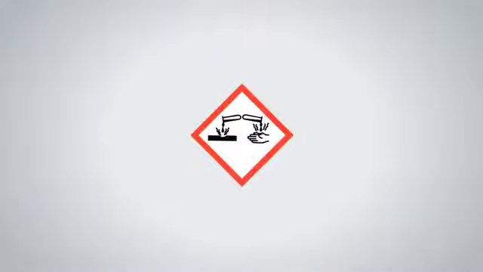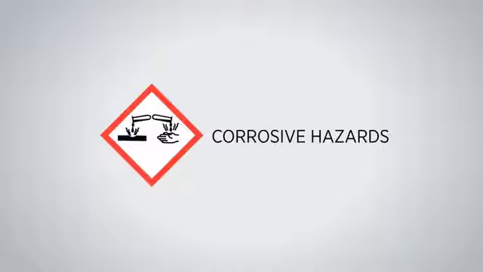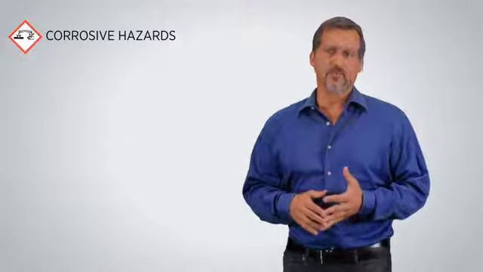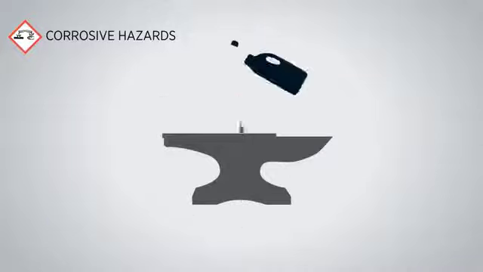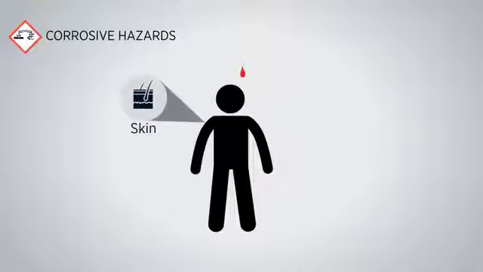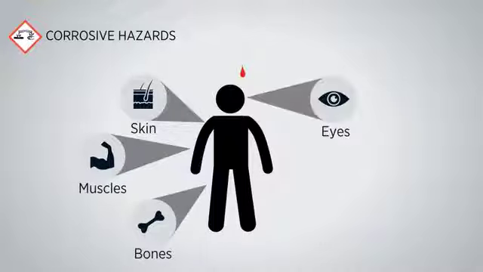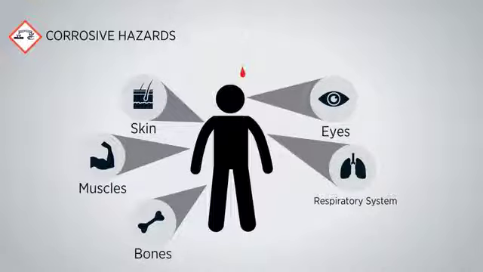The fourth pictogram signals a corrosive hazard. Corrosive chemicals are common in workplaces. They can be in liquid, solid, or gas form. Corrosives can damage metals and destroy human tissue, including skin, muscles, bones, eyes, and your respiratory system, including nasal passages.